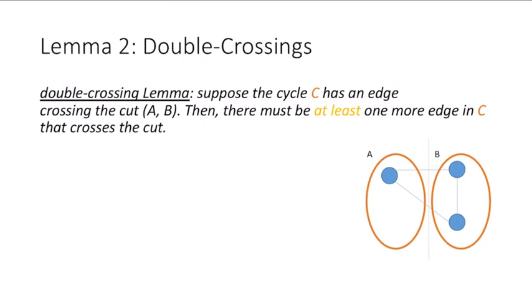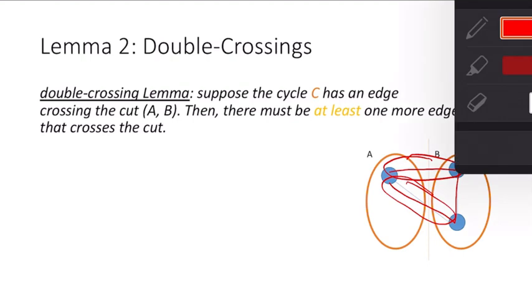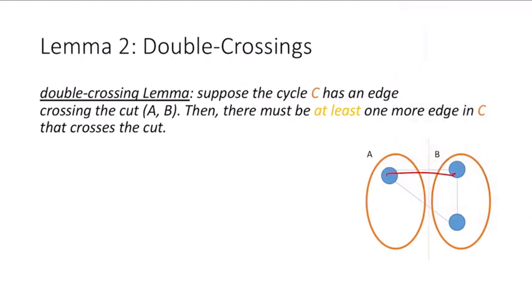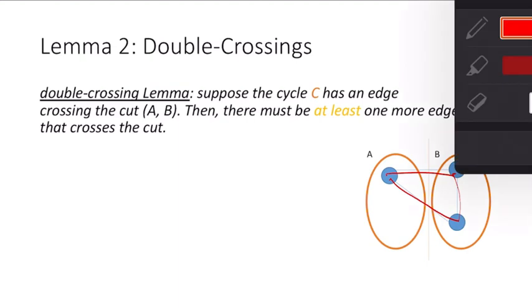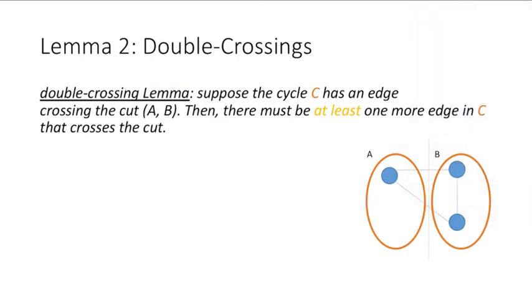Another lemma that will be helpful here is the double crossing lemma. The double crossing lemma says that suppose the cycle C has an edge crossing the cut AB, then there must be at least one more edge in this cycle that crosses the cut. So for example, if I have this cycle between these 3 vertices, and I have one crossing edge, I have to have another crossing edge, at least one more. So if I go over here, I've got to have some other way to get back, assuming I'm on a cycle. Well, there are a number of different ways you can do that. So for example, here's a cycle. I could also have multiple crossing edges through the cycle. So here's a cycle where I zigzag back and forth.